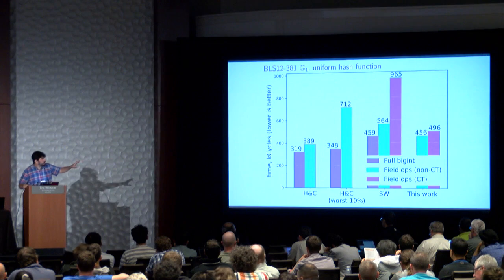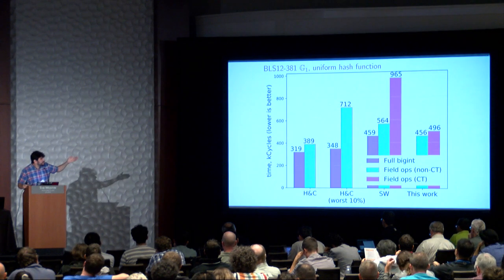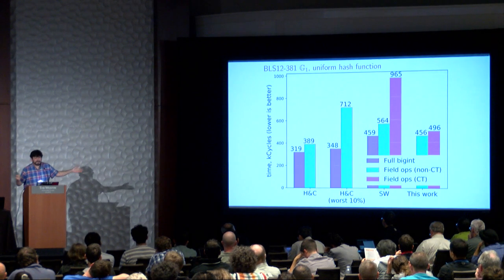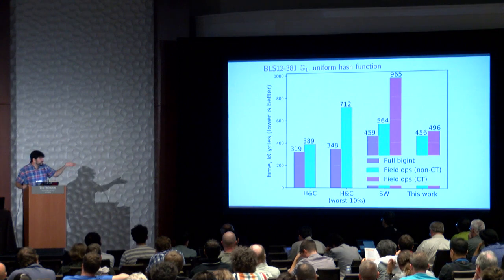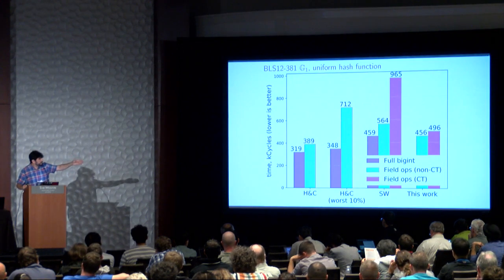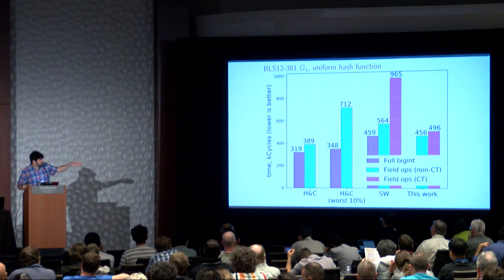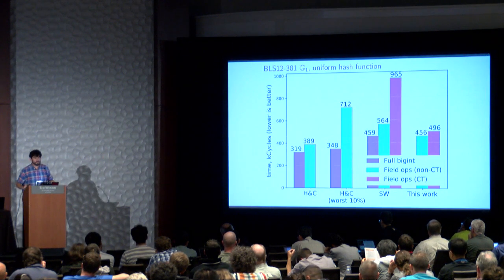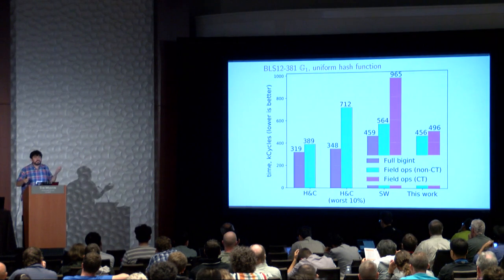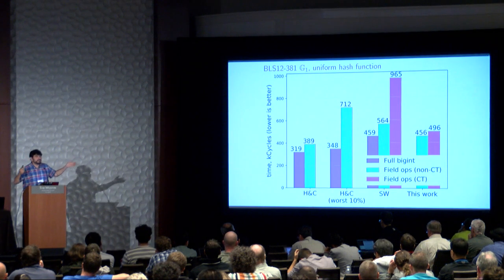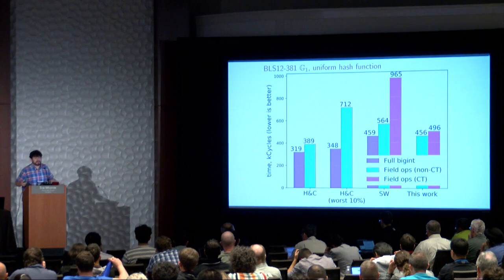And finally, our work, the cost of going from non-constant time to constant time is very small. And beyond that, comparing the constant time version of our work to the non-constant time version of Shallue and van de Woestijne, there's about a 9% overhead or something. So really, the simple and constant time implementations are pretty fast.